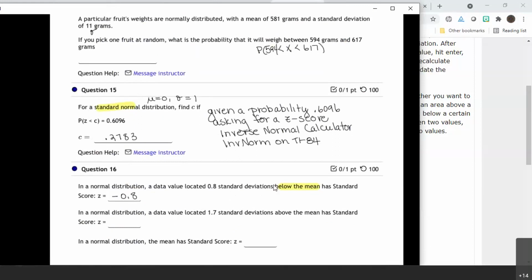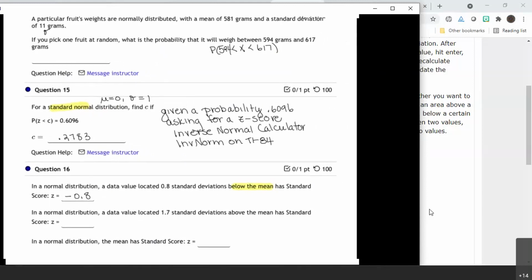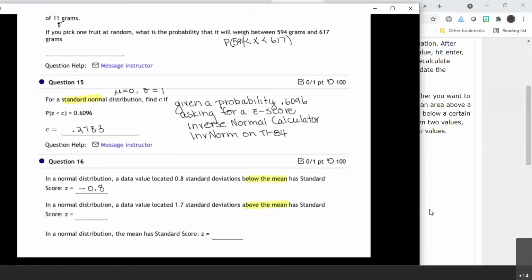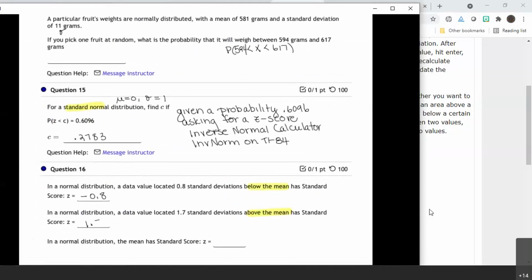So if I'm saying I'm 0.8 standard deviations below the mean, that's like saying I have a z-score of negative 0.8. Likewise, if I have a data value located 1.7 standard deviations above the mean, that has a z-score of 1.7. And in a normal distribution, the mean has a z-score of 0. Everybody okay with that one? That's talking about relative positions of things in a standard distribution. Questions about 16?